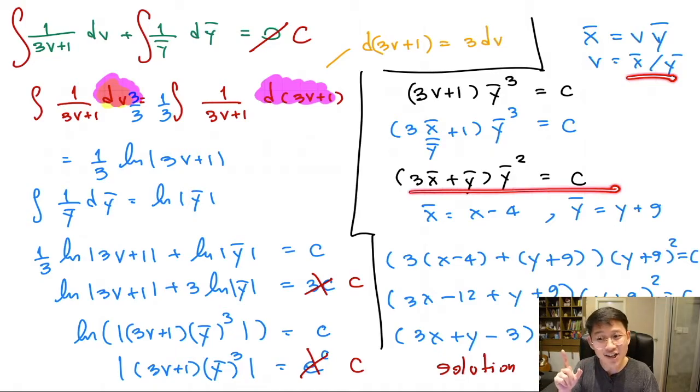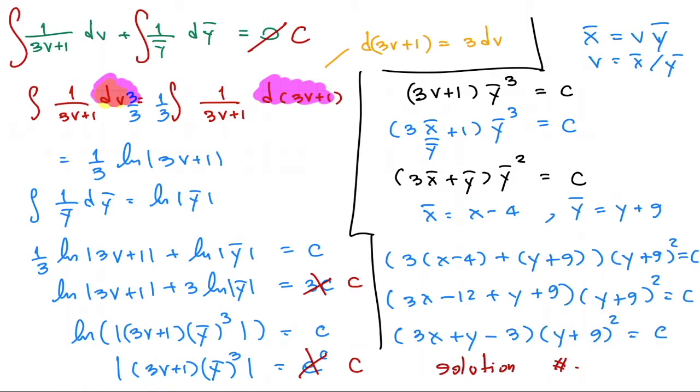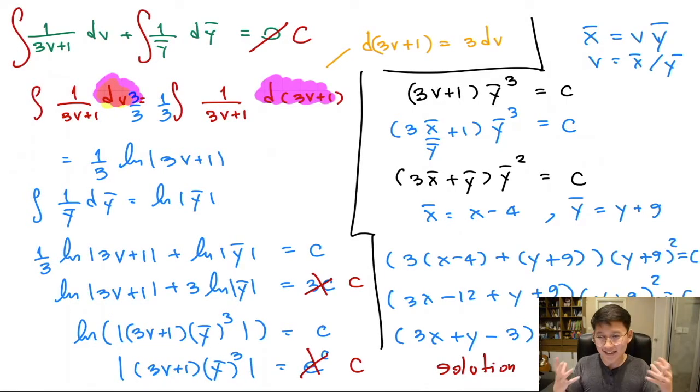And that's not done yet, because we need to substitute x bar and y bar with x minus 4 and y plus 9 respectively. And after doing that, we obtain the solution. It's such a long process, isn't it? But if you keep doing it a couple of times, 4 times, 5 times, you're going to get familiar with it, because it's the same process.